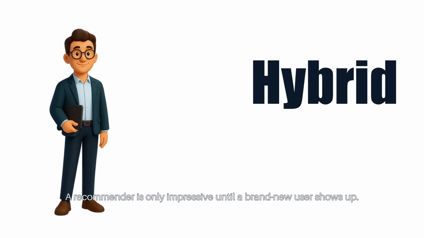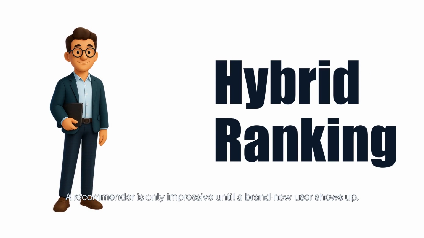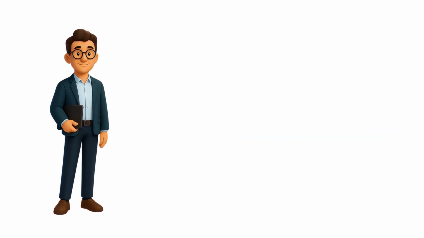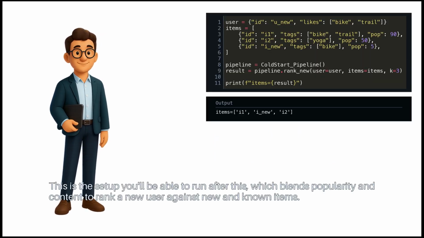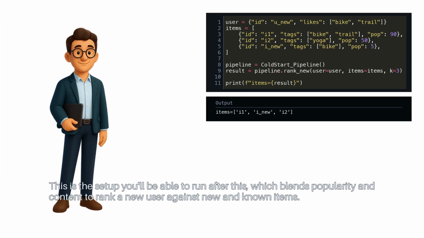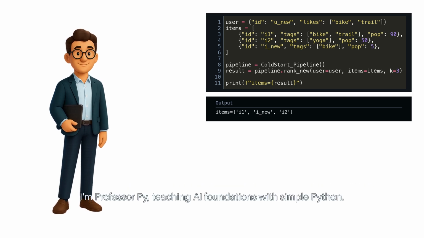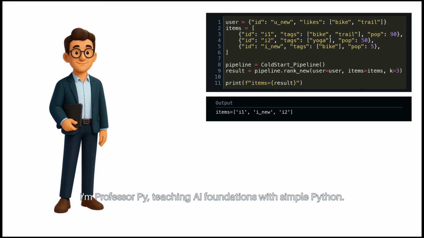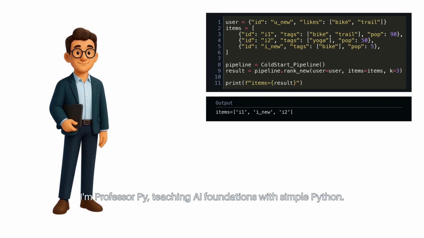A recommender is only impressive until a brand new user shows up. This is the setup you'll be able to run after this, which blends popularity and content to rank a new user against new and known items. I'm Professor Pi, teaching AI foundations with simple Python.